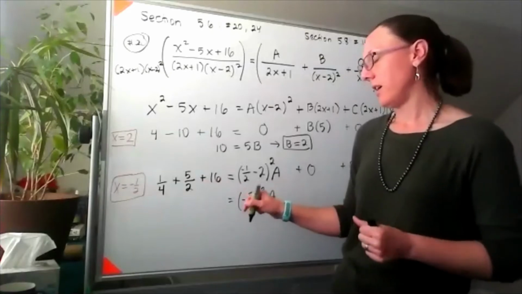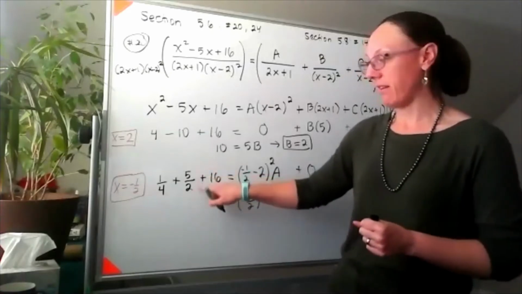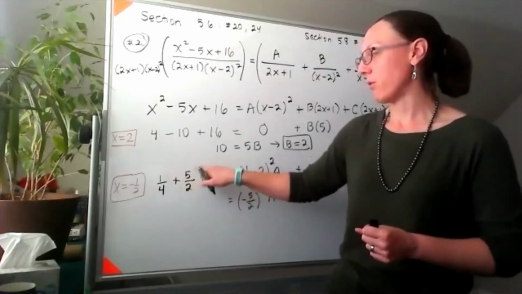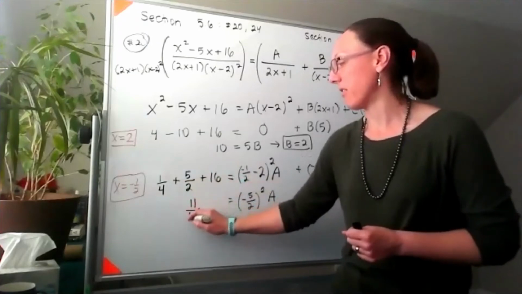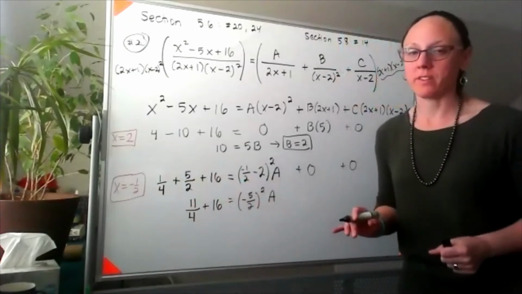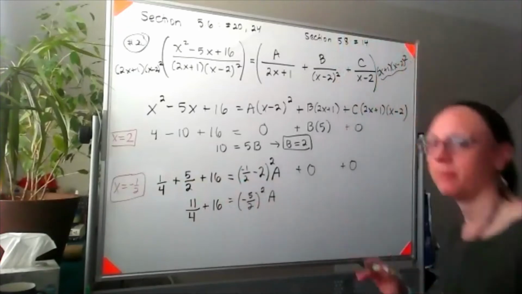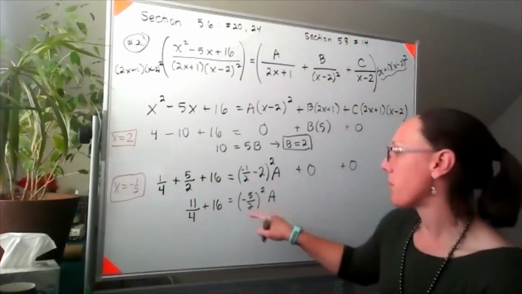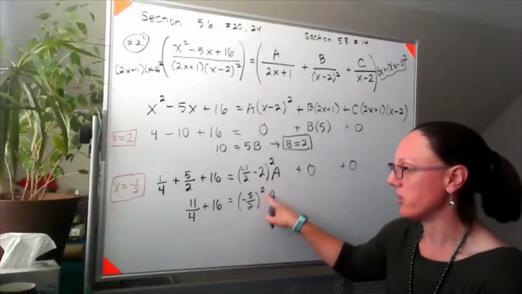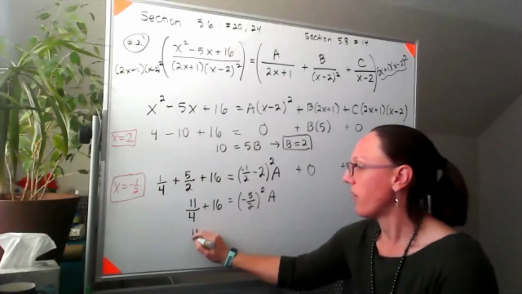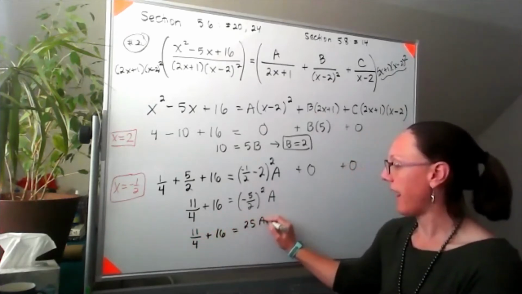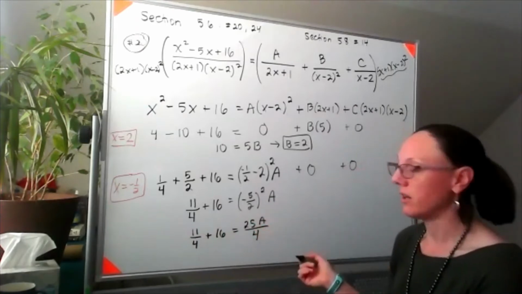Over here, 5/2 is the same as 10/4. So I'd have 1/4 plus 10/4, and I'd be at 11/4 plus 16. Now I've left things in fourths for now because I'm hoping nice things are going to happen. So if I take the negative 5 and I square that, I'll be at positive 25, and 2 squared would be 4. So now I've got 11/4 plus 16 is equal to 25a over 4.